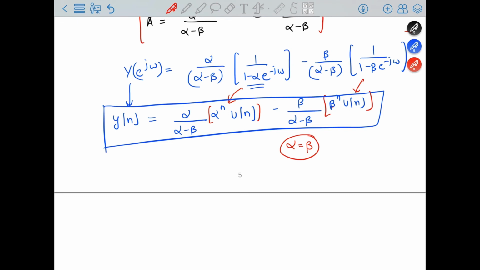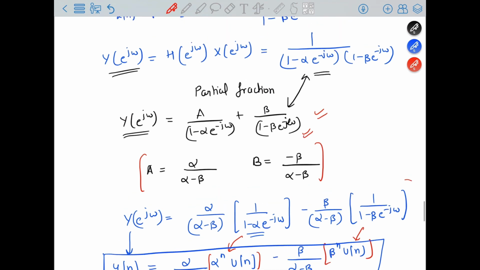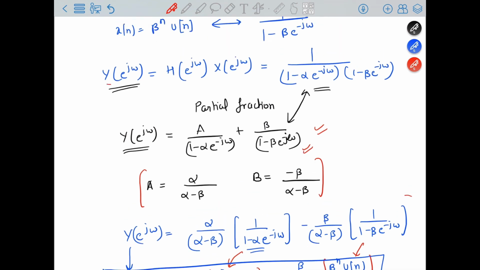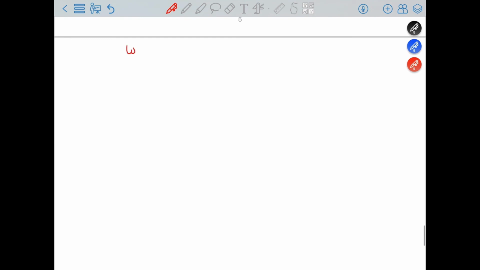When alpha is equal to beta, you cannot use this partial fraction form. Then what will happen? If we use alpha equal to beta, then Y(e^{jω}) will become 1 over 1 minus alpha e^{-jω}, and this beta will also be replaced by alpha. So when these two multiply, it will make a square. So when alpha is equal to beta, what will be Y(e^{jω})?